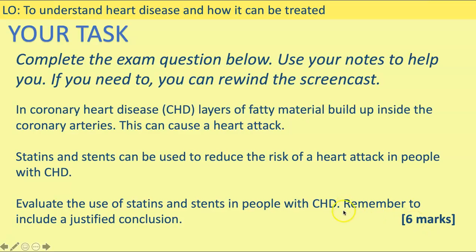So evaluate means we need to have advantages and disadvantages of both statins and stents. We also need to remember our conclusion, which is our opinion, backed up by our evidence from our answer. So you need to decide whether you think statins are better or stents. Pause the video and have a go at this question.